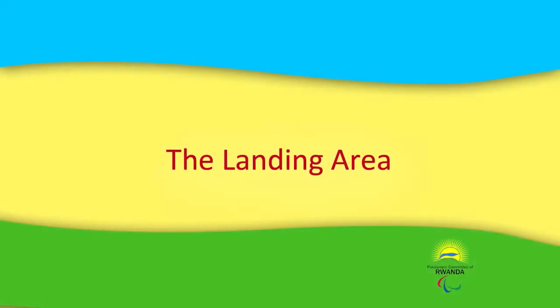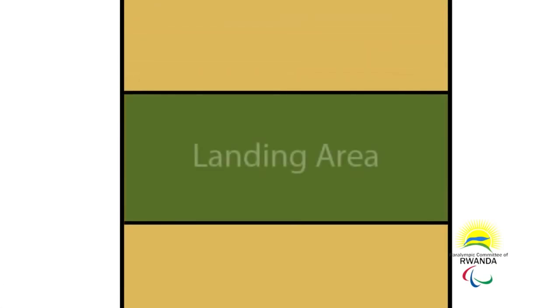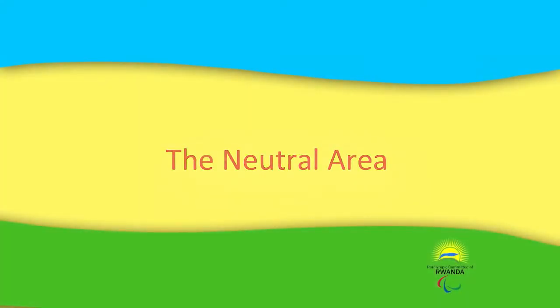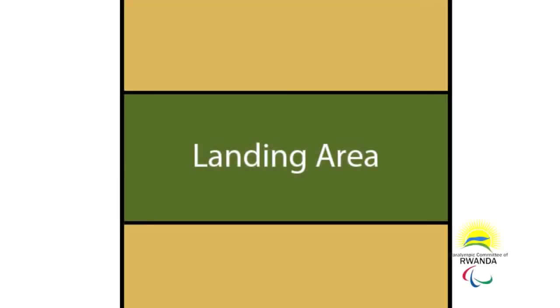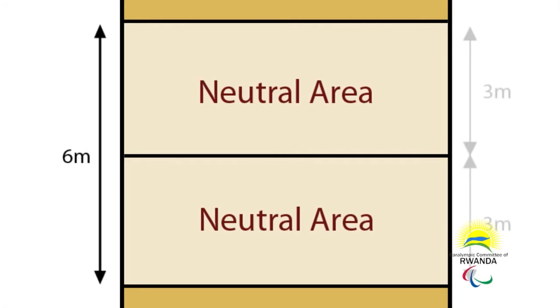The landing area. Located in front of the team area, there is the landing area, 9 meters wide by 3 meters in depth. The neutral area. The remaining space between the 2 landing areas, 6 meters in depth, is the neutral area. It should be divided into 2 halves of 3 meters each by a center line in the middle.